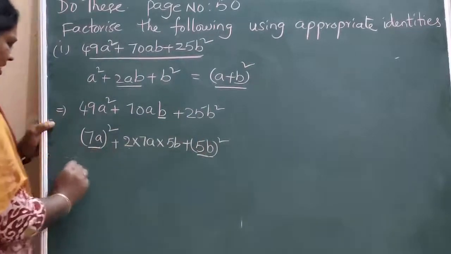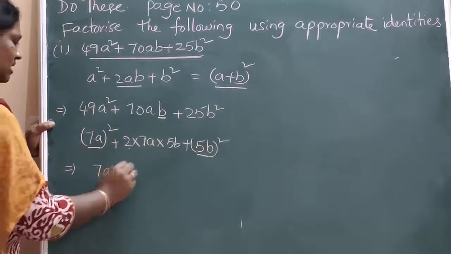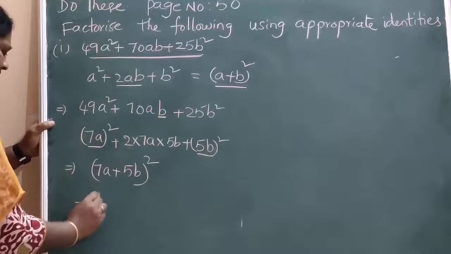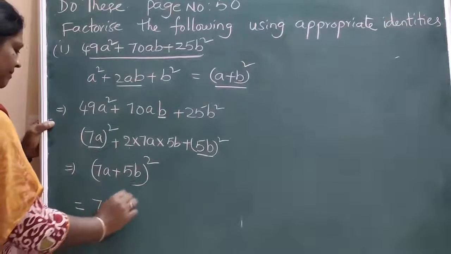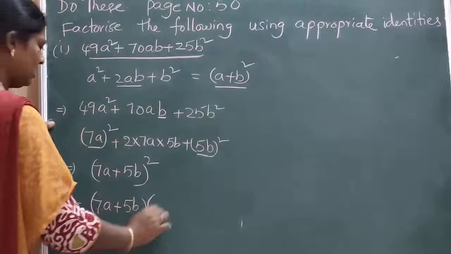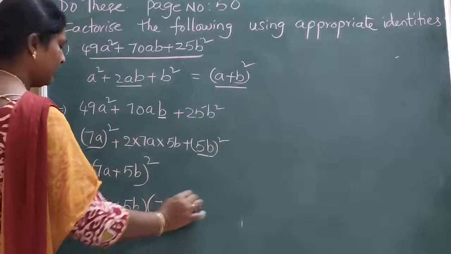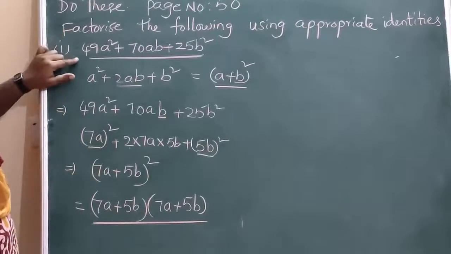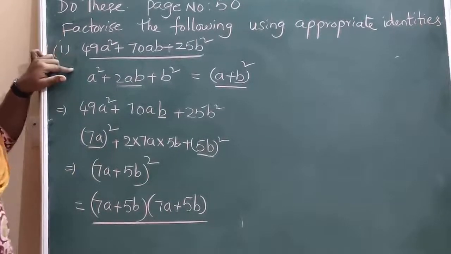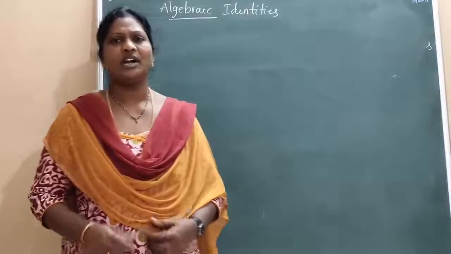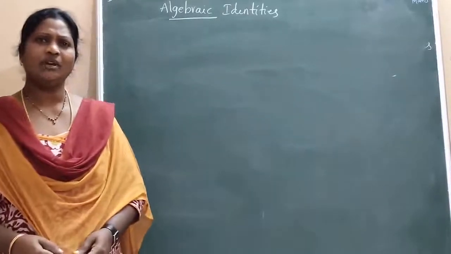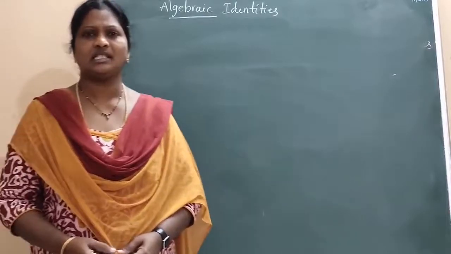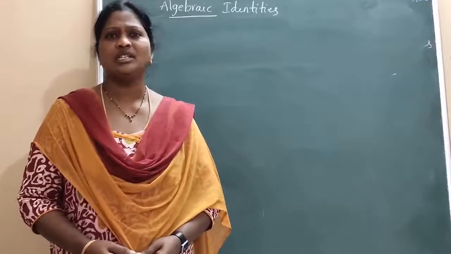So this can be written as 7a plus 5b whole square. So what are the factors? That is 7a plus 5b into 7a plus 5b. These are the factors of 49a square plus 70ab plus 25b square. So far, all our identities involved the products of binomials. Now let's extend this identity 1 to the trinomial.